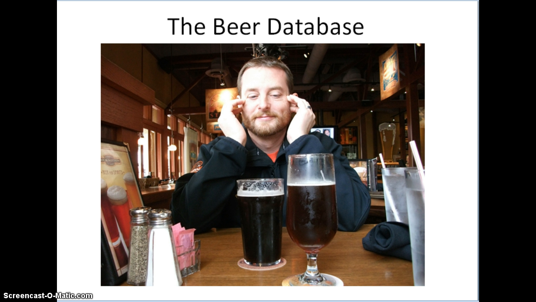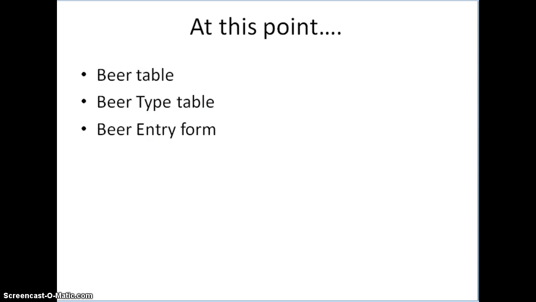So we have our beer database that we have already created. You should have 2 tables and 1 form. This is for the beer connoisseur, an easy way to capture all the different ways that we love beer. Again, at this point, you should have 2 tables. You should have a beer table, a beer type table, and then a form, a beer entry form. So we're going to jump modes, and we're going to go over to open up your OpenOffice Base.